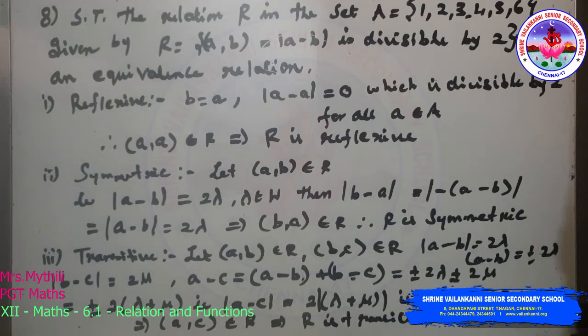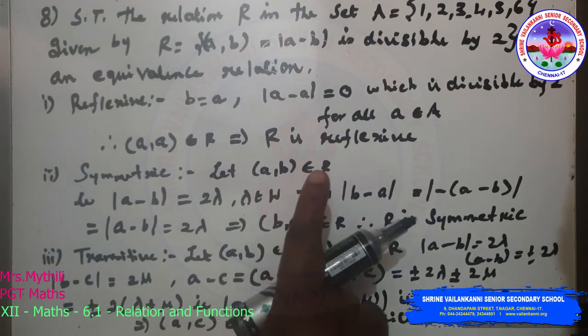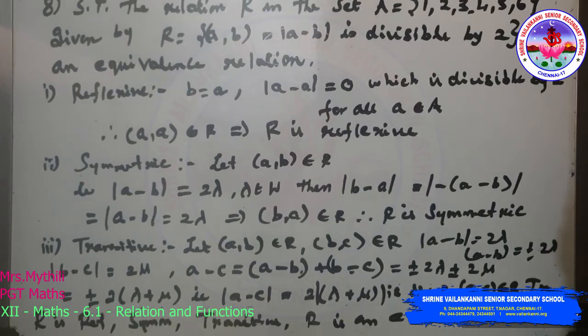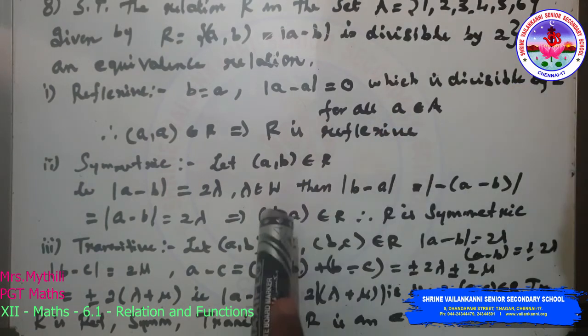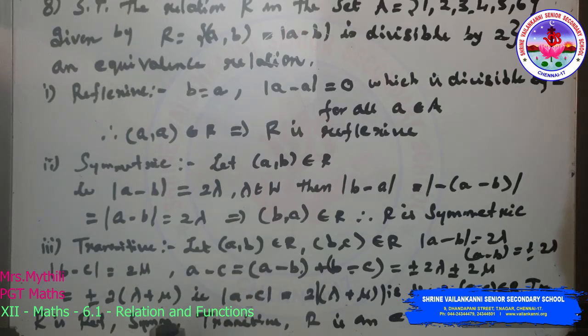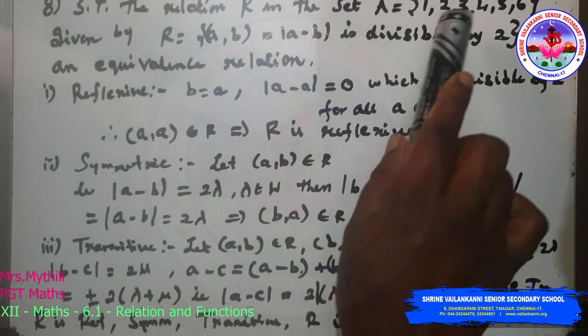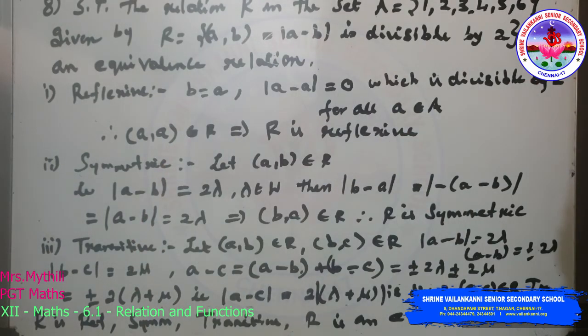If the three relations are satisfied, R is reflexive, R is symmetric, and R is transitive, then we say that R is an equivalence relation. Here we have not used any numbers to prove the equivalence relation. We have just proved it using a and b and ordered pairs, not using any numbers.